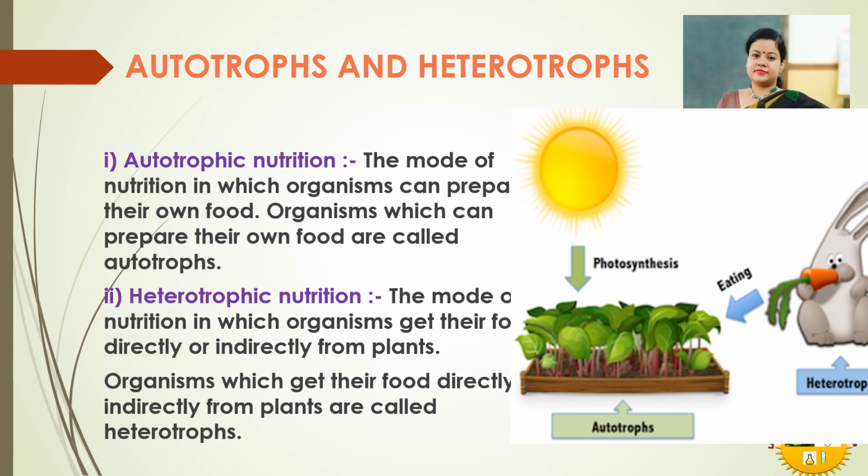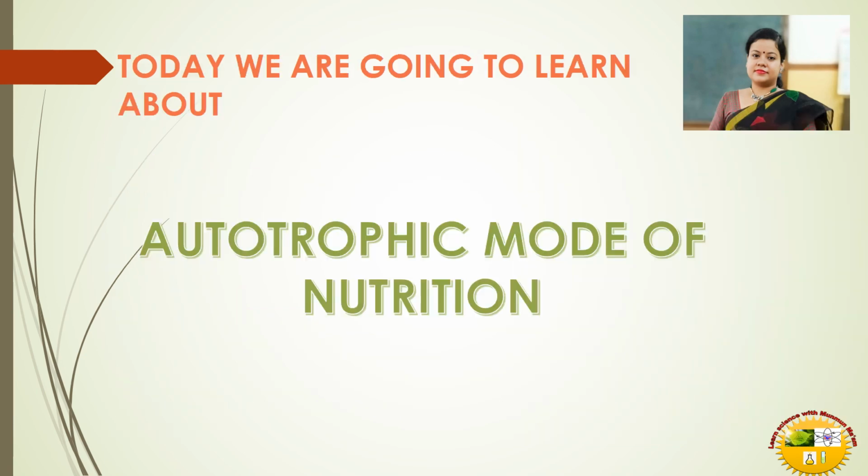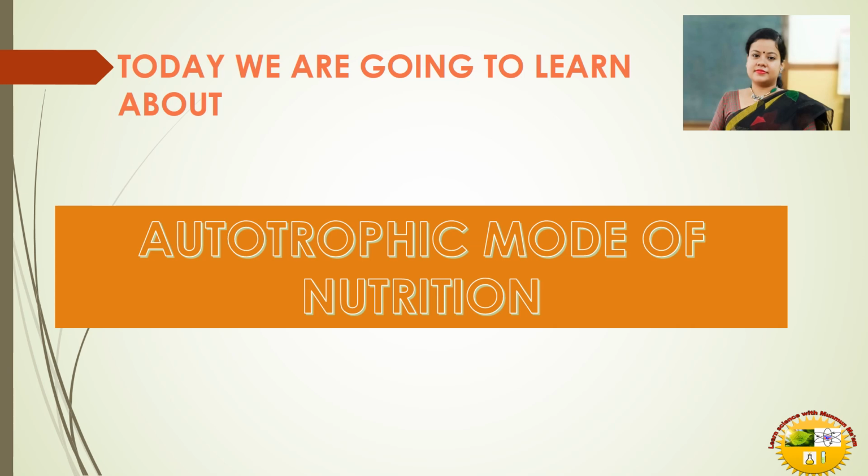Here we can see the autotrophs, those who are preparing their own food by photosynthesis, and here is a herbivore who is eating the plant product, thus dependent on the plant for its food. So, today we are going to learn mainly about the autotrophic mode of nutrition. Heterotrophic mode of nutrition, that we will discuss in our next video.